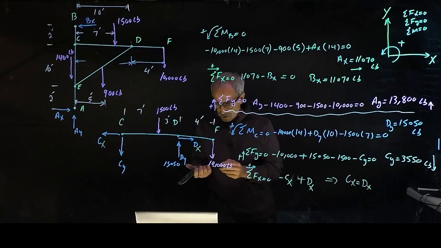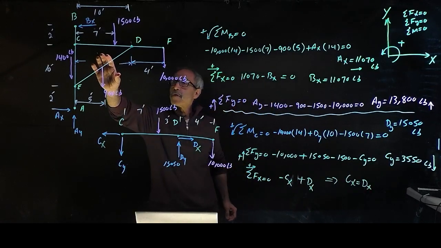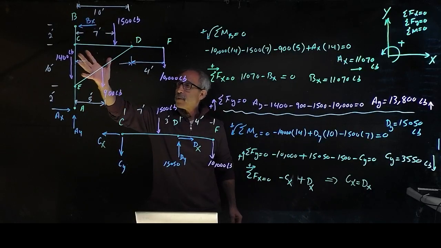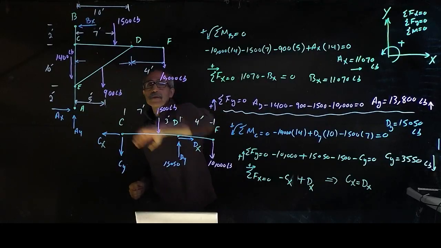We don't know what it is. So now we have to do what we're going to do when we take this member. Hopefully we can find out CX, and then DX, and then we can know what CX is going to be. Let me erase this, then we're going to focus on this member.